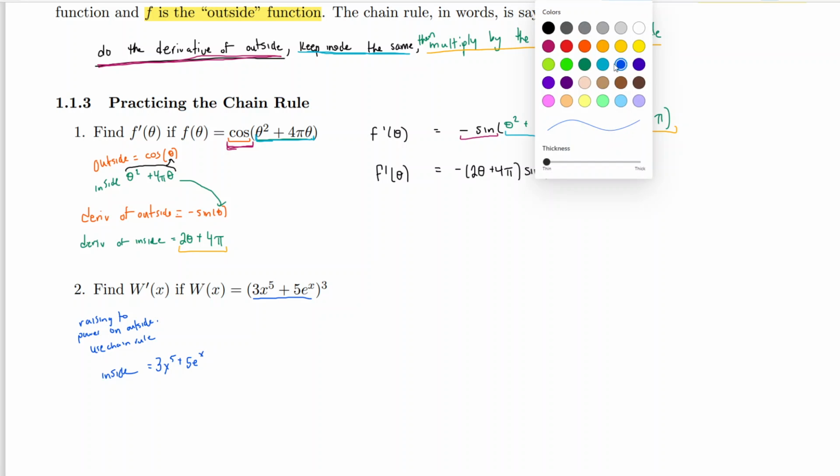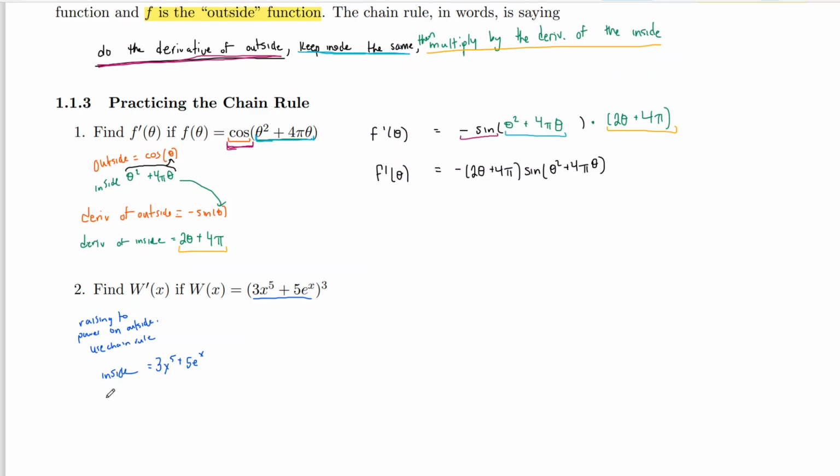Now, what is the outside? The outside is, honestly, best thought of as what would happen if you replace the inside with just x, since our variable is x here. If you replace the entire inside with x, what do we get? Well, all this would be x to the third power. So our outside function is x cubed. And really what I'm looking at here is the cubing part. That's my outside thing. I'm doing something and I'm cubing it. So that is my outside function.